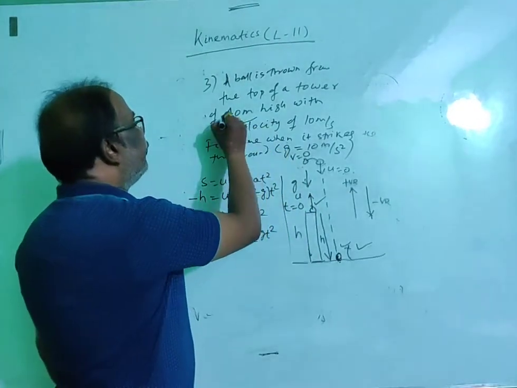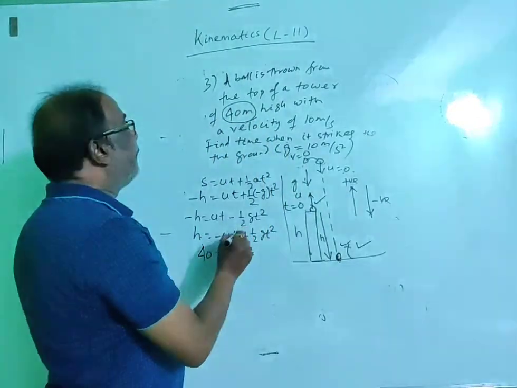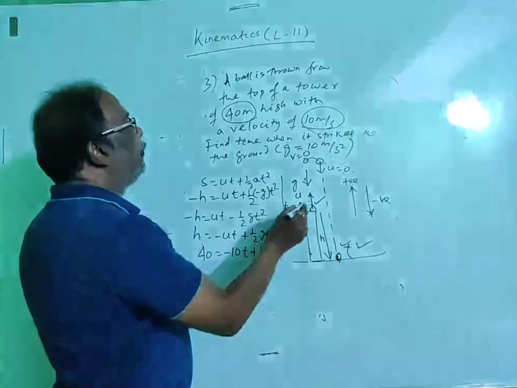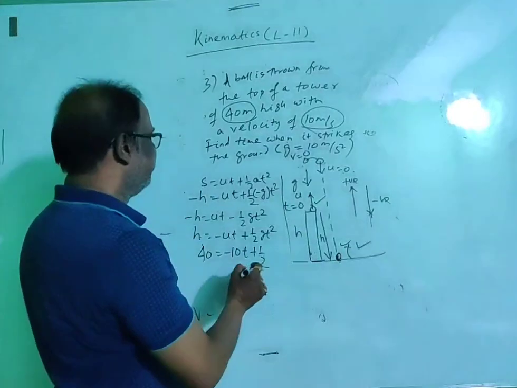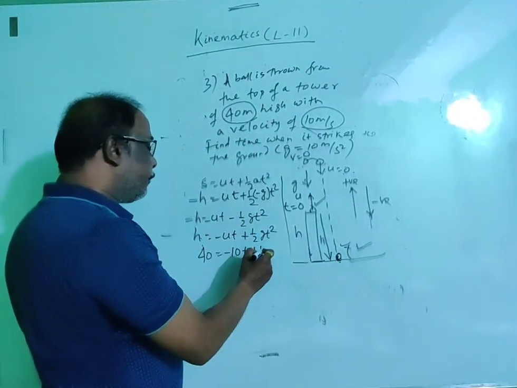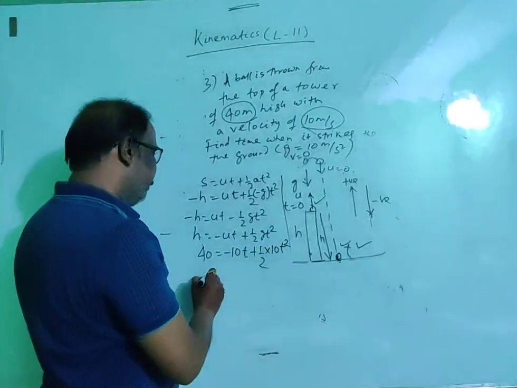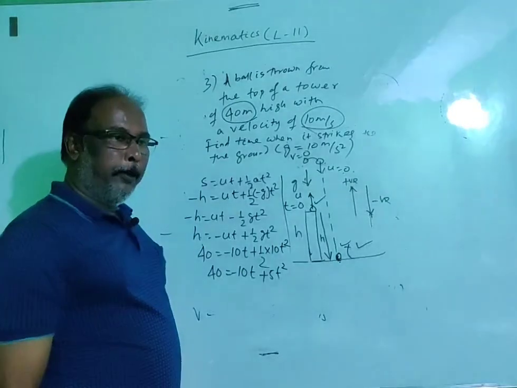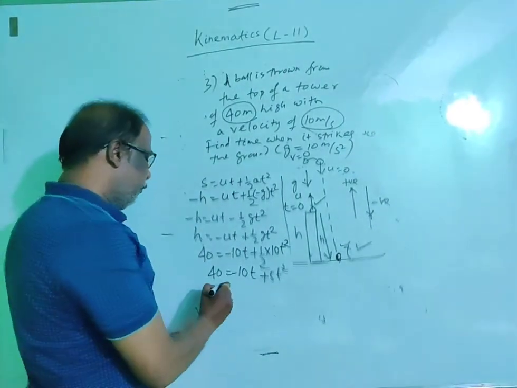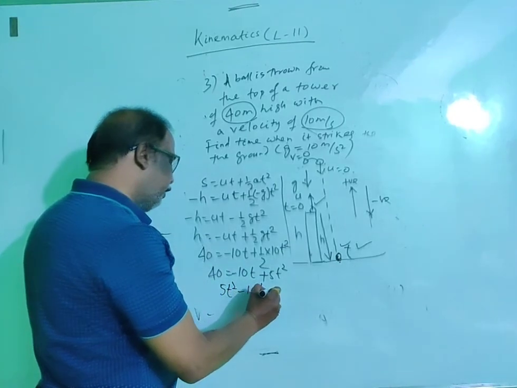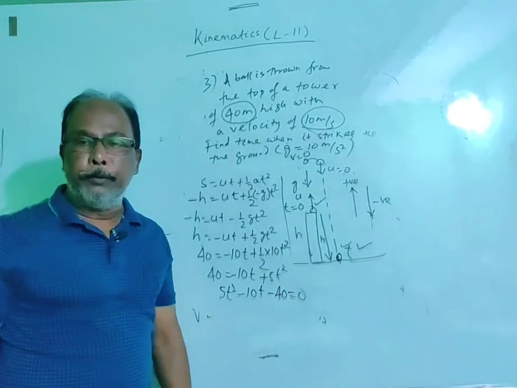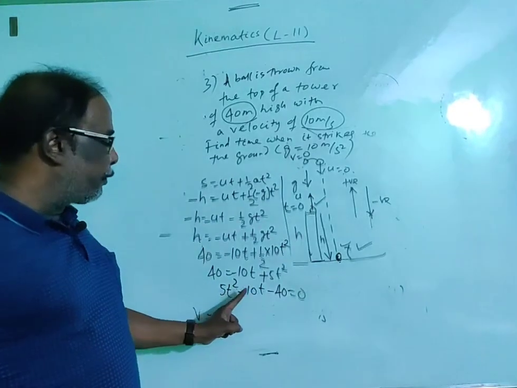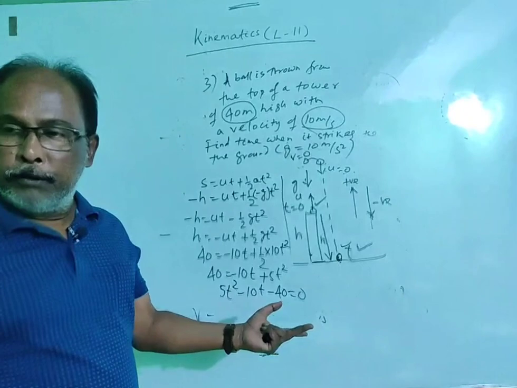And the height is 40 meter, h is 40, initial velocity is 10, minus 10 into t, plus half, acceleration due to gravity in the downward direction. We have already taken negative, so here positive, into 10, into t square. So 40 is equal to minus 10t plus 5t square. Is it clear? Yes, sir. Then 5t square minus 10t minus 40 is equal to 0. So this comes in quadratic form, a quadratic equation: 5t square minus 10t minus 40 is equal to 0.